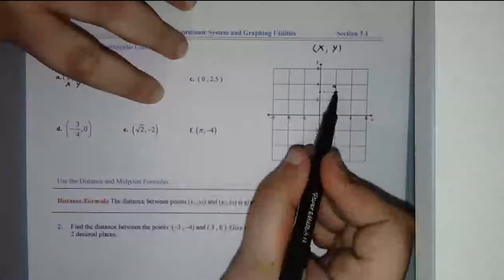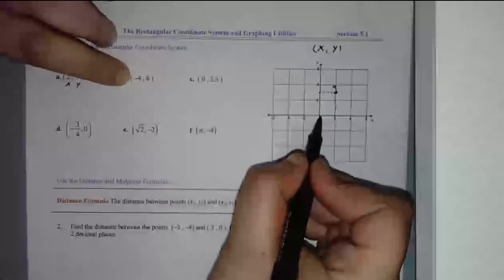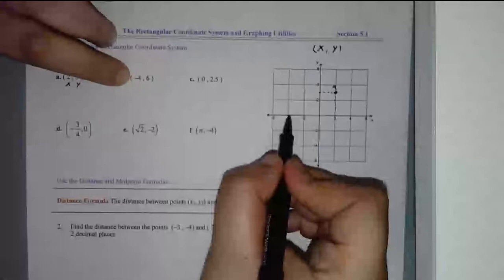Okay. Let's try B. (-4, +6). So the first one is x. So we're going to follow x. We have 1, 2, 3, 4. That's -4 for x. Now we need +6 for y. We go up 1, 2, 3, 4, 5, 6, all the way up here.